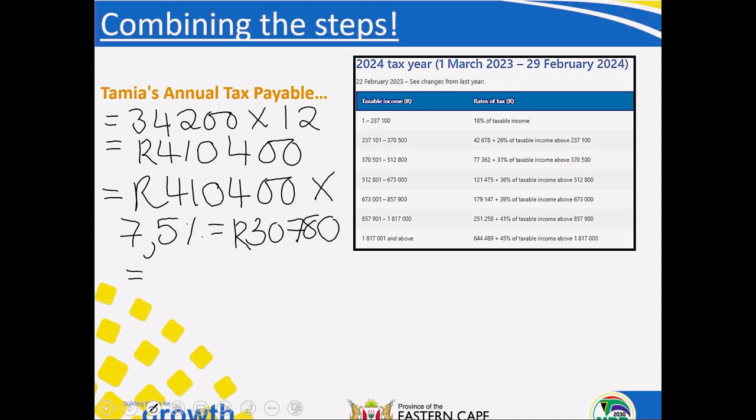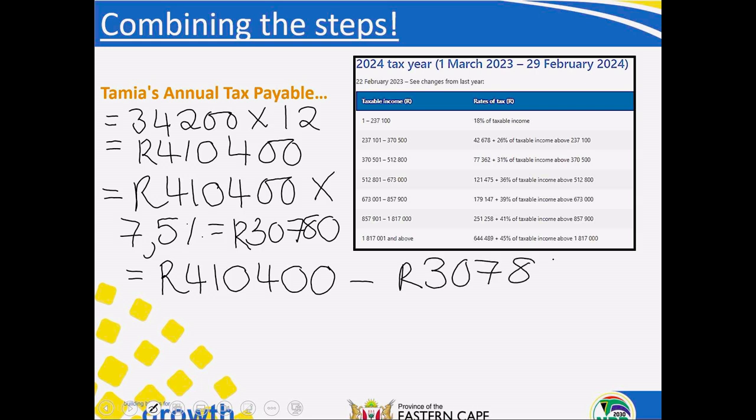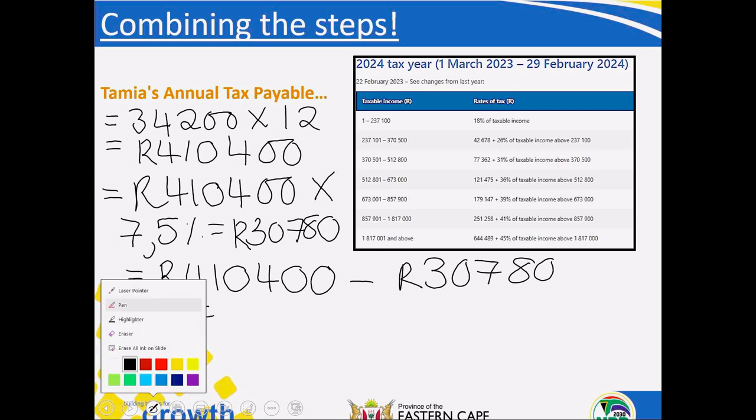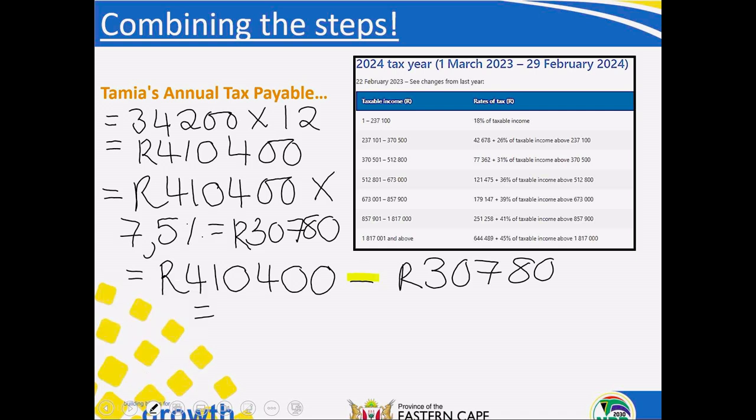We're now on to step 3. Do you recall what step 3 is? If you said annual taxable income, you are correct. This is the stage where we will take Tamia's gross salary and we will subtract her annual pension from this value. Remember, annual taxable income, we are always going to be using subtraction in our calculators.